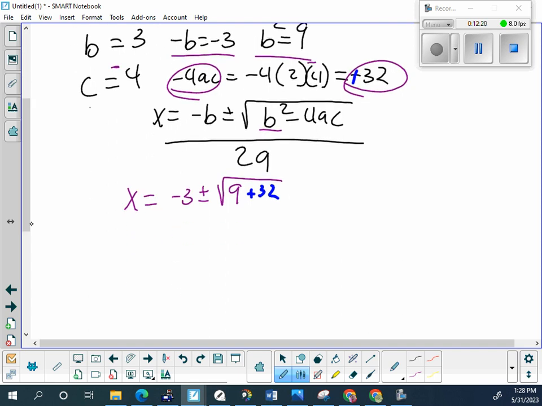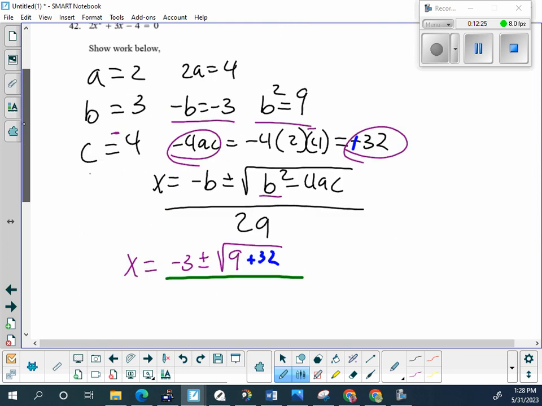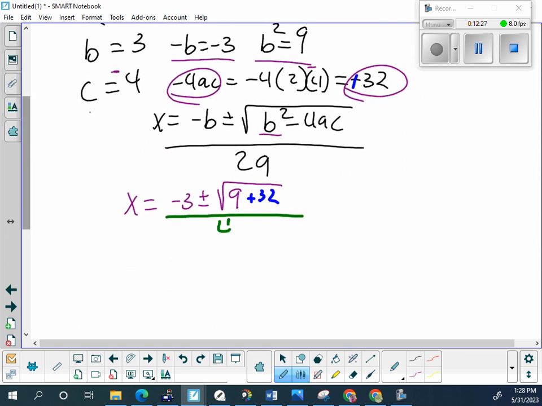Negative under the square root is a bad thing. All over 2 times a. Again, it's 4. All right, let's clean this thing up. So it's negative 3 plus or minus the square root of 9 and 32 is 41, all over 4.